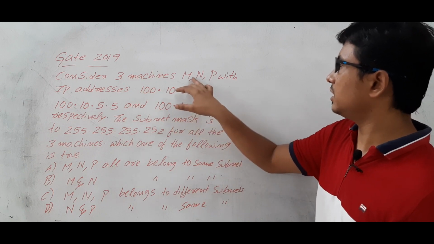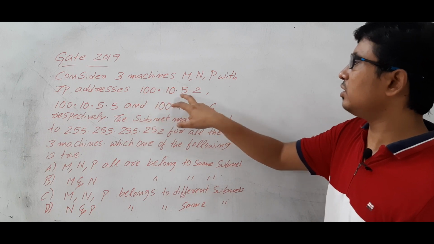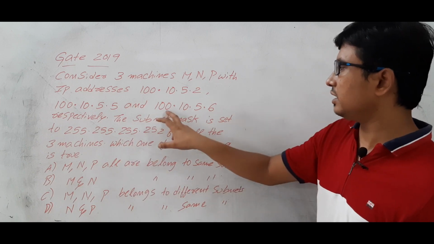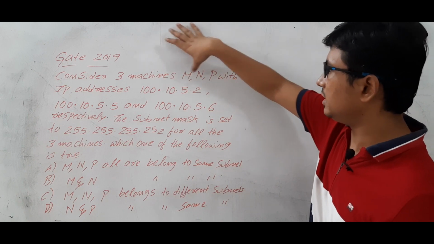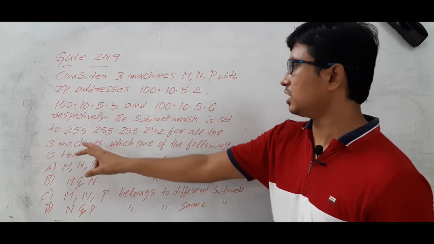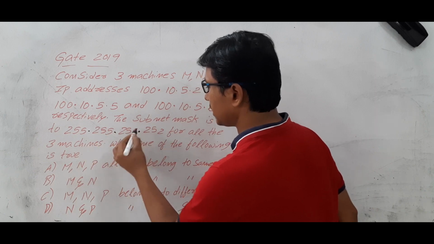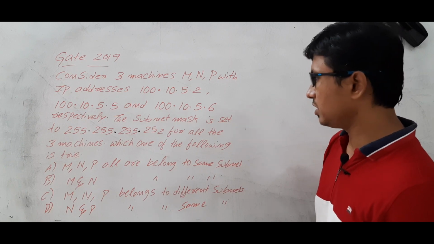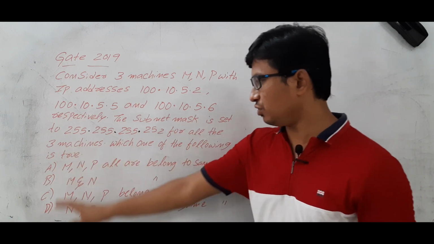Consider three machines M, N, P with IP addresses 100.10.5.2, 100.10.5.5 and 100.10.5.6 respectively. So M's IP address is this one, N's IP address is this one, and P's IP address is this one. The subnet mask is set to 255.255.255.252 for all the three machines. Which one of the following is true? They have given four options.